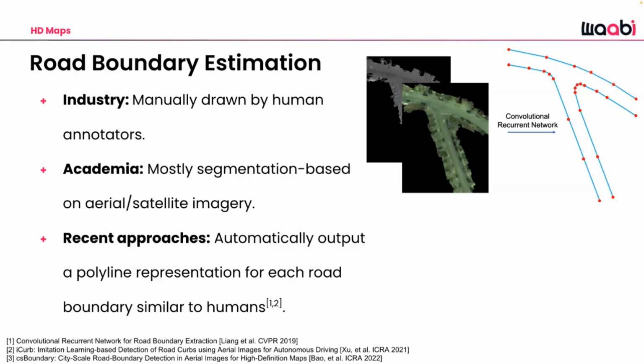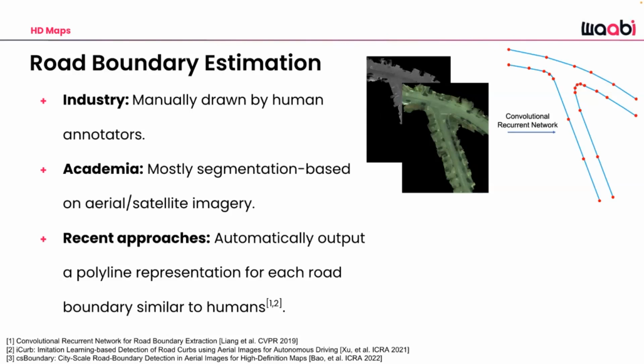So let's start with road boundaries, as we see here. Knowing where the road boundaries are, that is delineating the separation of the drivable surface of the road and the sidewalks, is a crucial aspect for safety and navigation. And the industry baseline is typically to have human annotators draw these boundaries from scratch as part of the HD map production process.